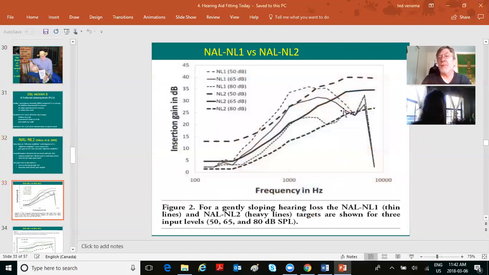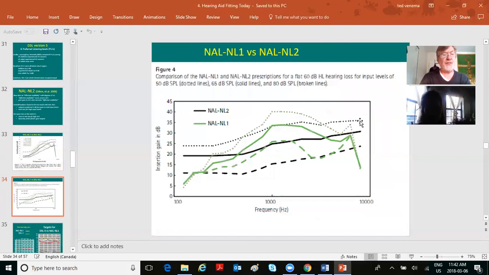NAL-NL1 is the hump in the middle. Once again, you've got 3 targets, one for soft, one for average, one for loud inputs, and NAL-NL2 is the dark lines, and we're just visually looking at them. NL1 has more in the mids, less in the lows, less in the highs. Even for a flat loss, the same thing. NL2 is in black, NL1 is in green, and once again, the mid-frequency emphasis of NL1 as opposed to the more low and high-frequency emphases of NL2.